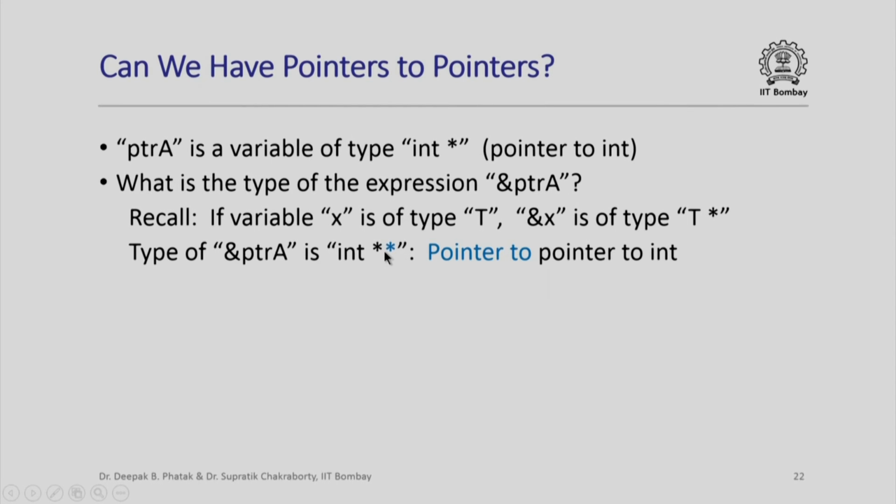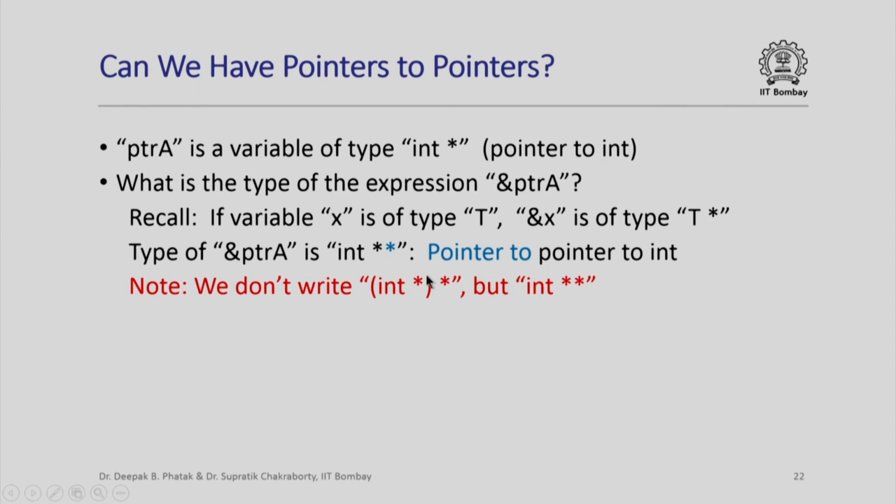I have used different colors here to explain the meaning of this. This blue star is saying that this type is a pointer to, so this blue star corresponds to these blue letters here saying pointer to. So, this is a type which is a pointer to the black part, and what is the black part? That is a pointer to an integer. So, this is a pointer to a pointer to an integer.